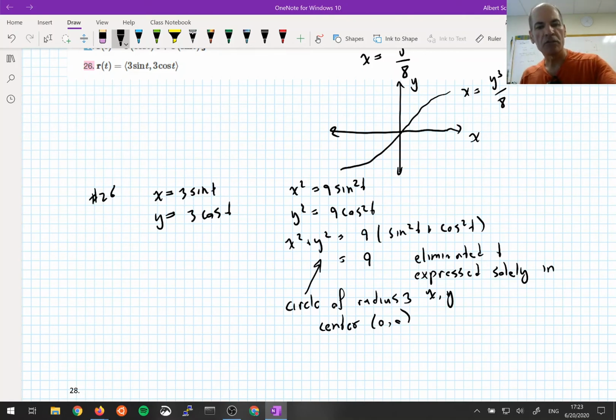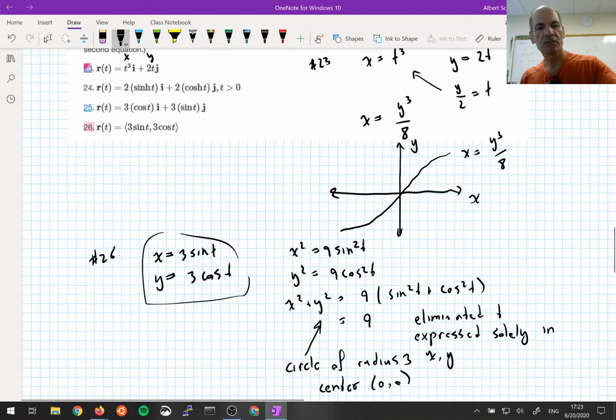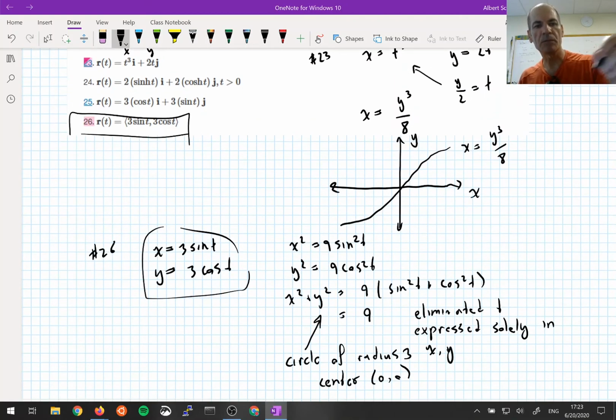Honestly, if you see a vector-valued function like this or like this, I want you to be able to recognize that that space curve is in fact a circle of radius 3 centered at the origin without going through this conversion to Cartesian coordinates. But if you need convincing, this is the way to go.